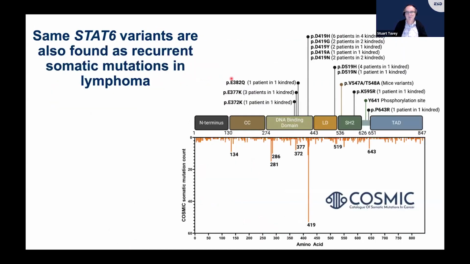Something very interesting happens if we compare the germline variants, these germline heterozygous variants we're seeing in the STAT6 patients, with the known somatic mutations that occur in cancer that are reported in the catalog of somatic mutations in cancer, or COSMIC. When we look at COSMIC, here are the COSMIC mutation counts. We see that 419 is a clear hotspot for somatic mutations, and these are essentially all B-cell lymphomas. And that matches perfectly well with that germline hotspot we're seeing at amino acid 419.